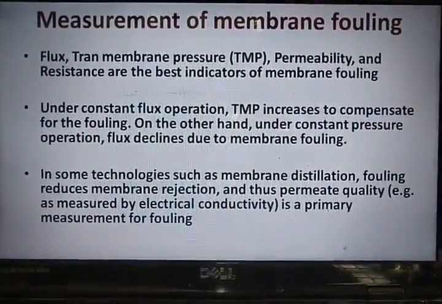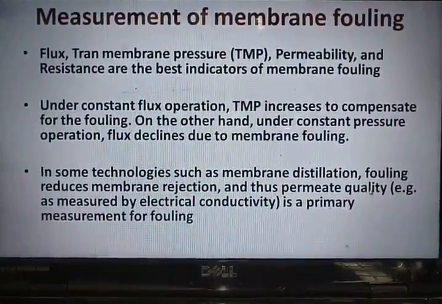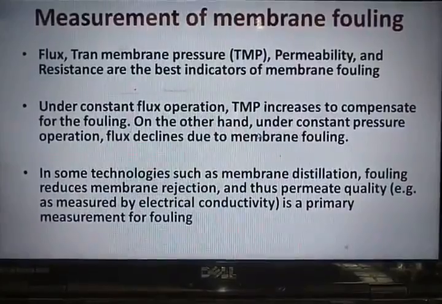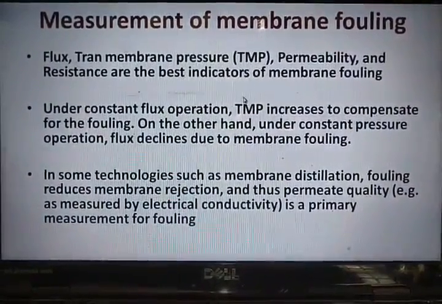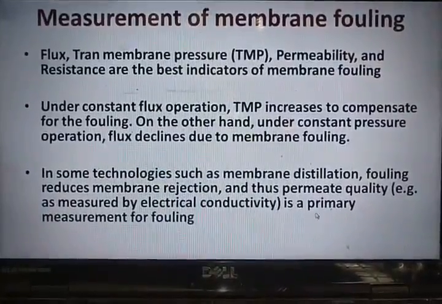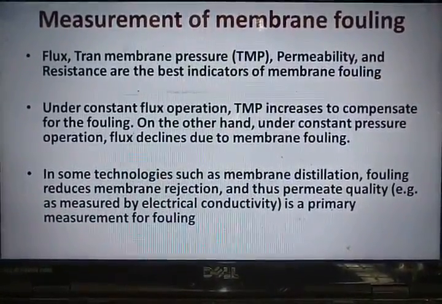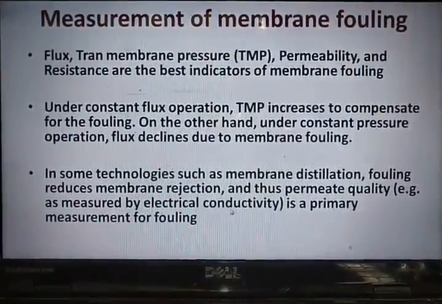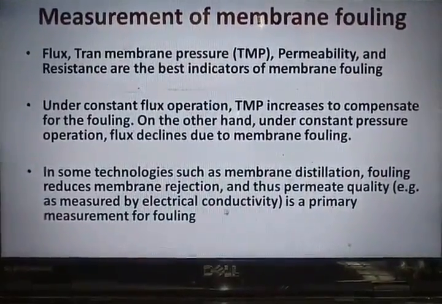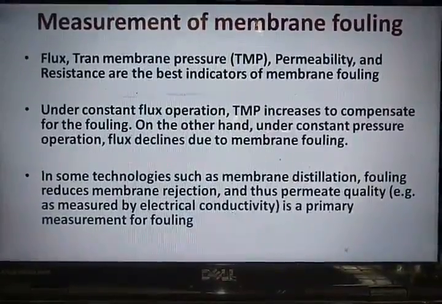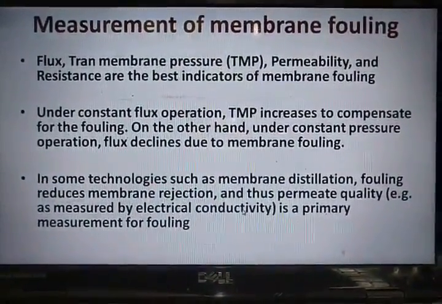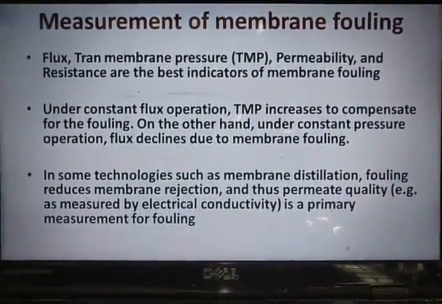So in some of the membrane distillation technologies, we cannot directly measure the flux and transmembrane pressures. In that case, the permeate water quality can be taken as a reference for membrane fouling. That means the value of electrical conductivity will usually be high if the membrane is not working effectively.